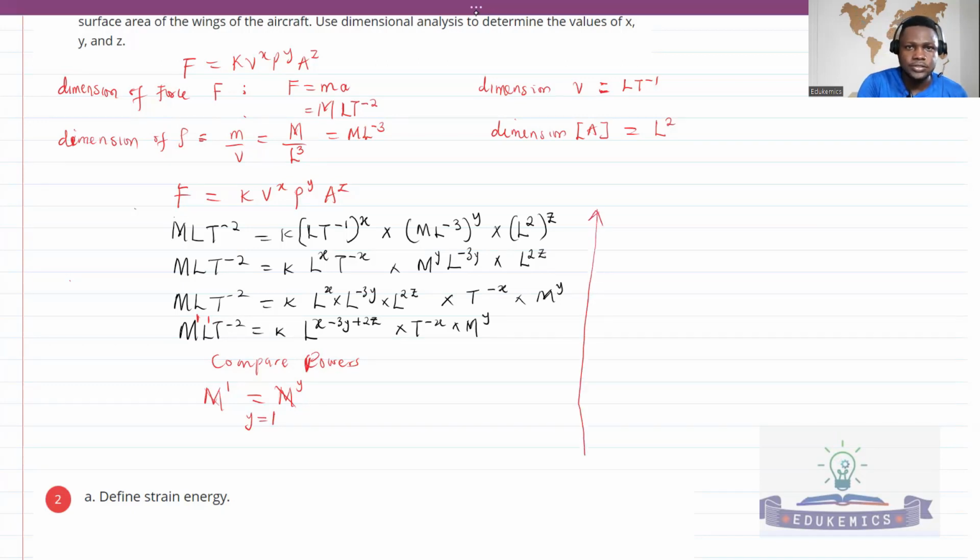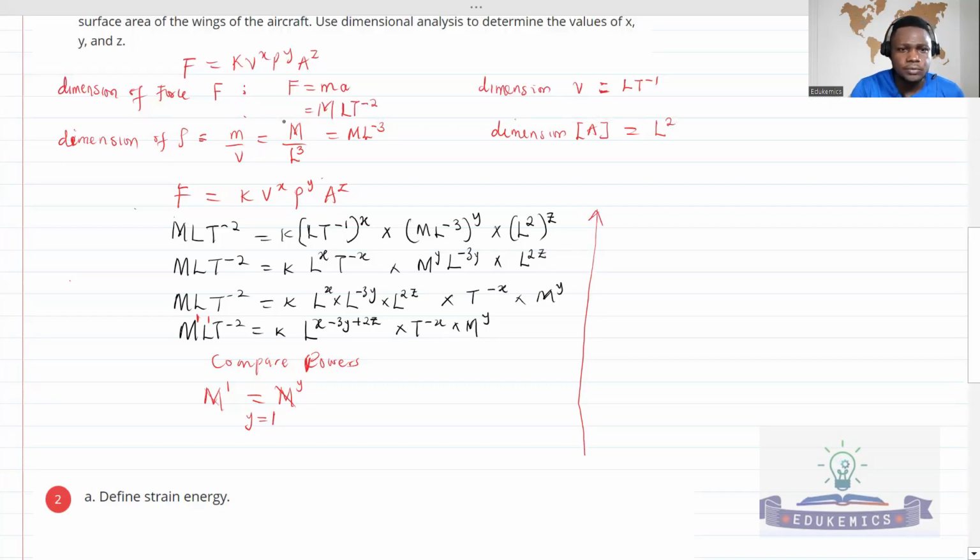Let me separate this. Let's move to the next part. So let's compare the power of L. We have L raised to the power of 1 equals L to the power of x minus 3y plus 2z. So I have 1 equals x minus 3y plus 2z. So let's keep this. Let's call it equation 1.